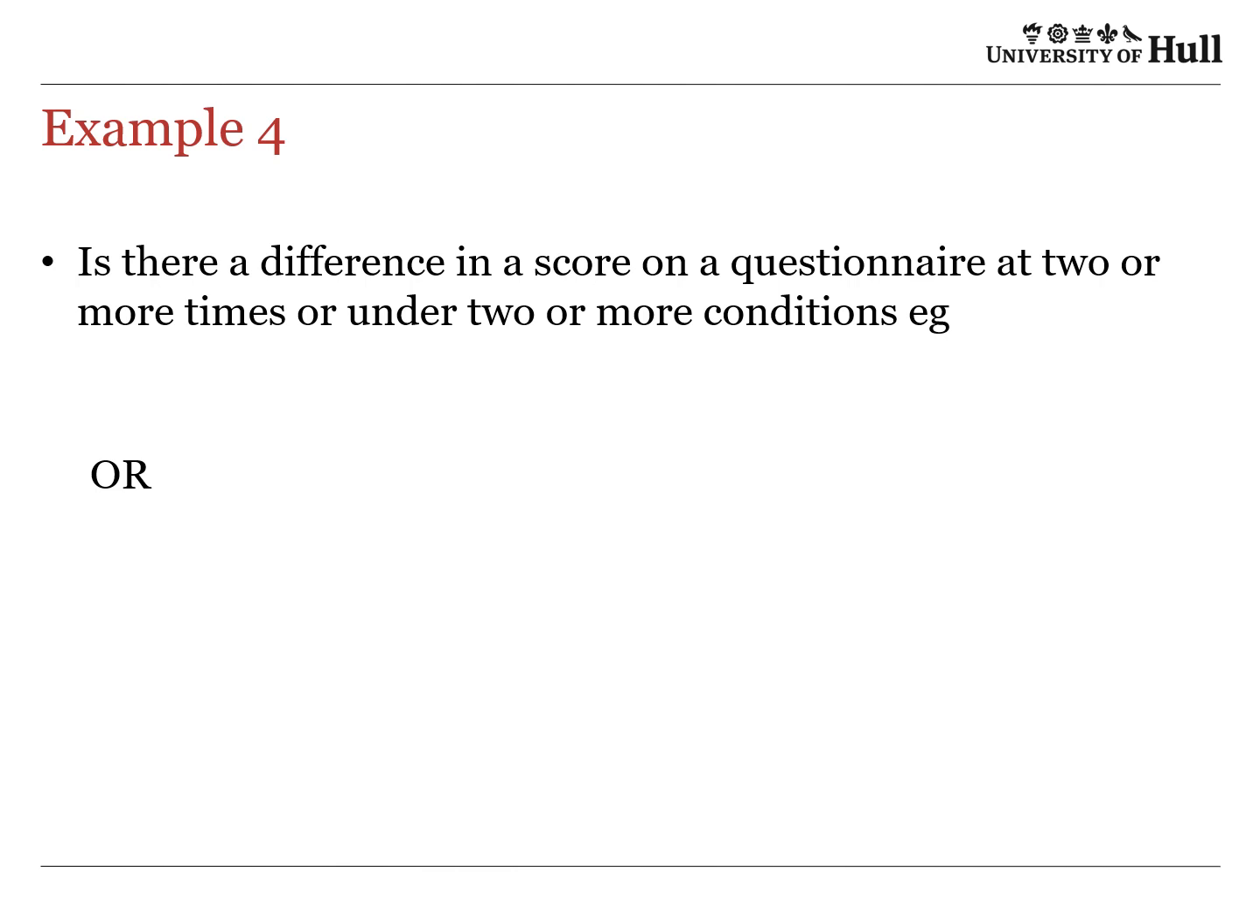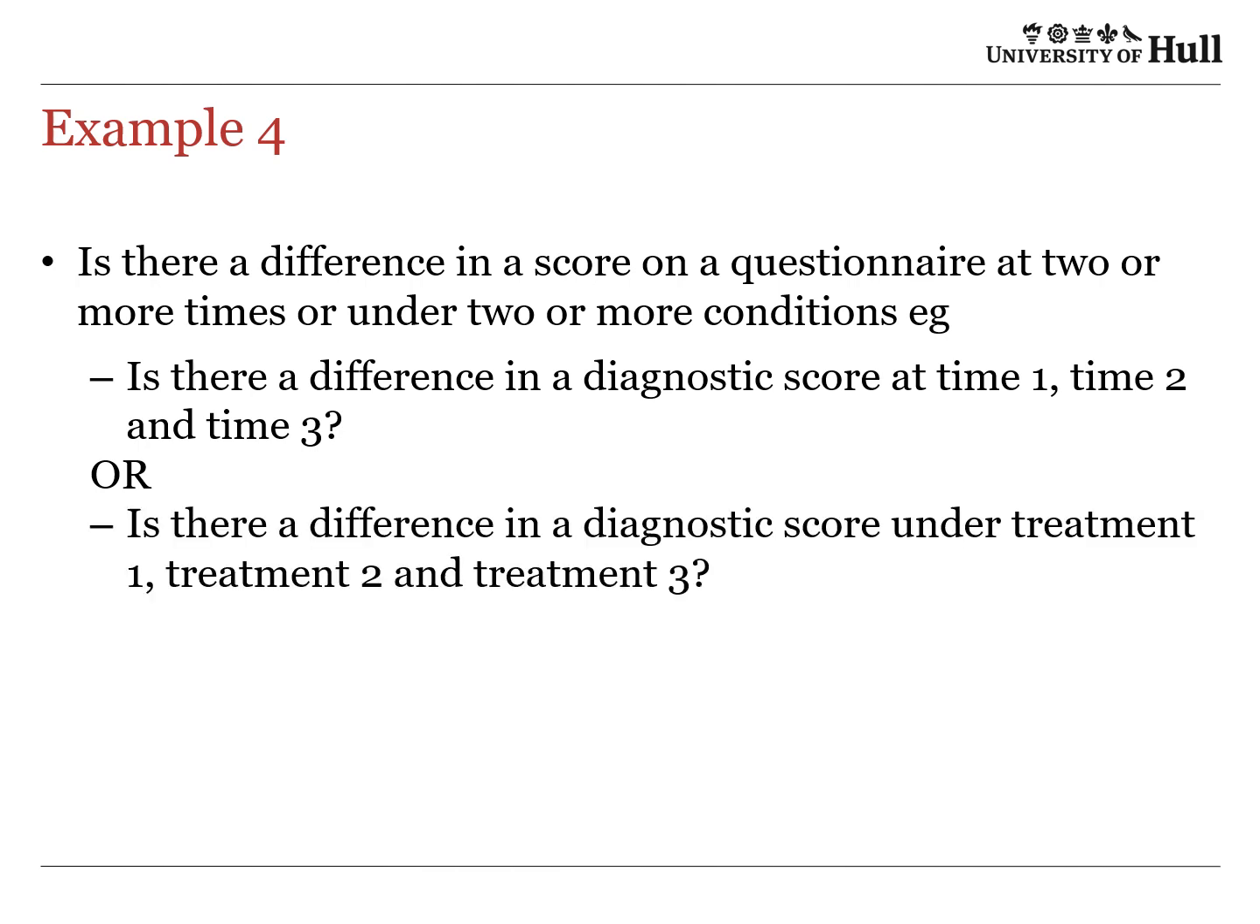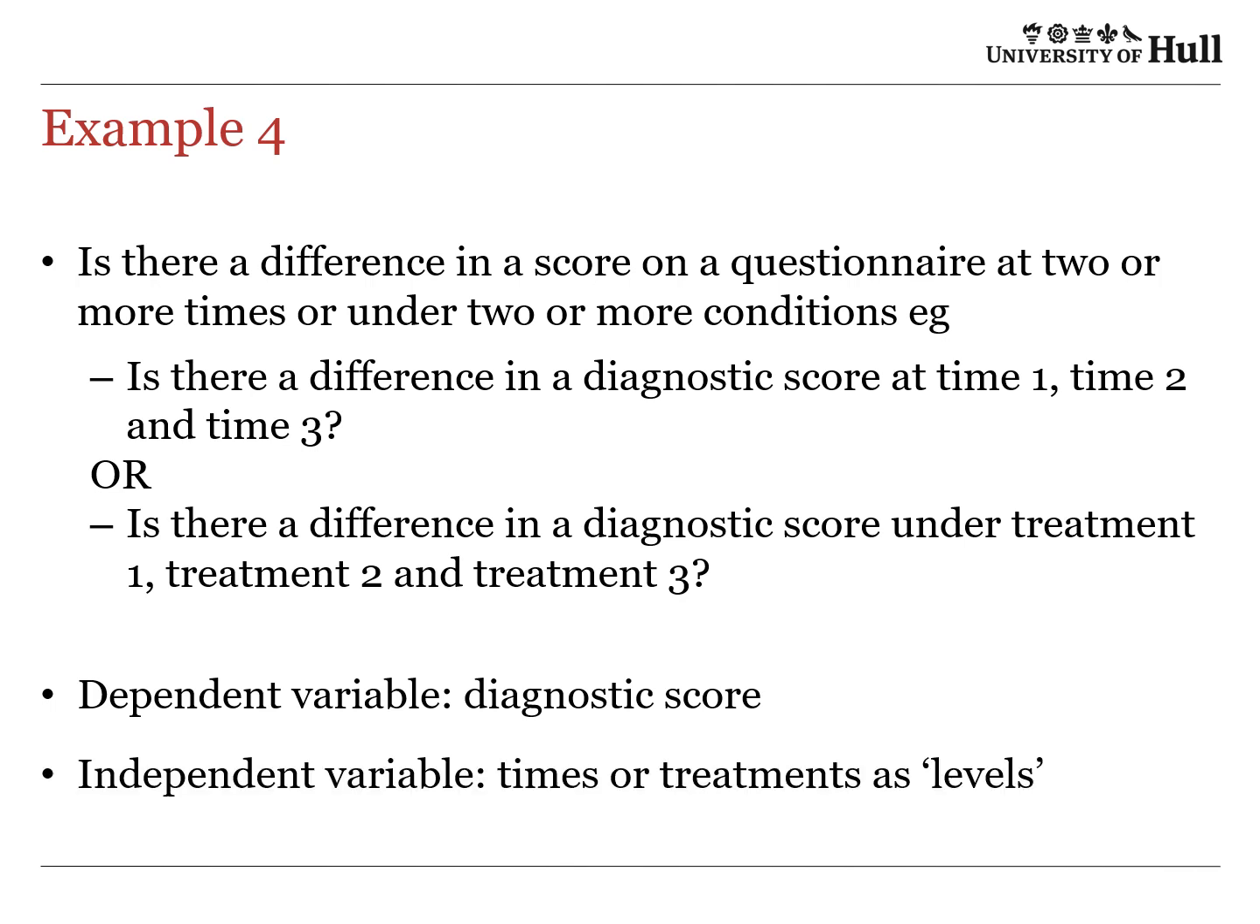Example 4 is the difference in a score on a questionnaire at 2 or more times under 2 or more conditions. For example, is there a difference in a diagnostic score at time 1, time 2 and time 3? Or is there a difference in a diagnostic score under treatment 1, treatment 2 and treatment 3? Here the dependent variable is the diagnostic score and the independent variable is the time or treatments, and these are considered, as we've already seen, as levels.